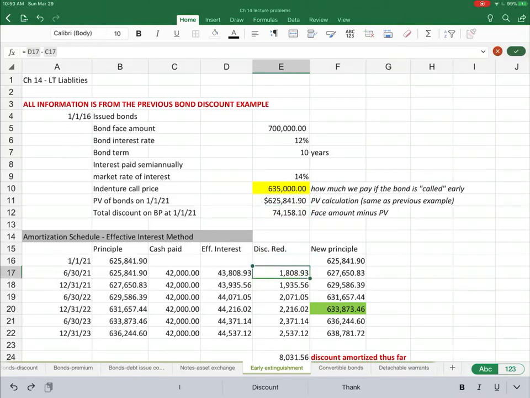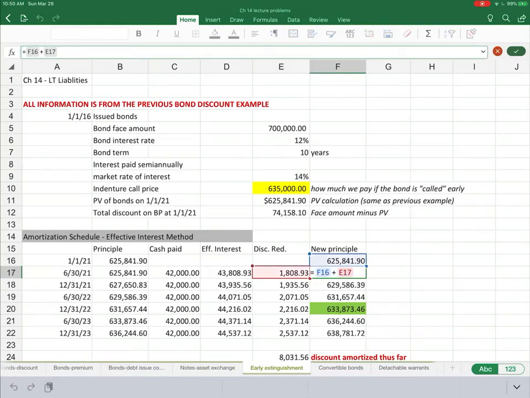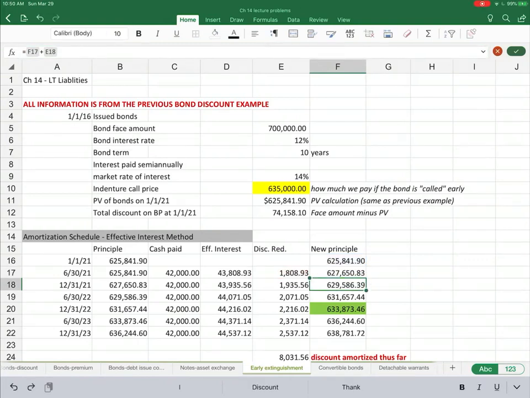On June 30th, we would have decreased that discount by $1,808, which means our total principal amount, or our bond value after June 30th, would be $627,650, which is our old bond value from the previous period plus this adjustment that we made to our discount.